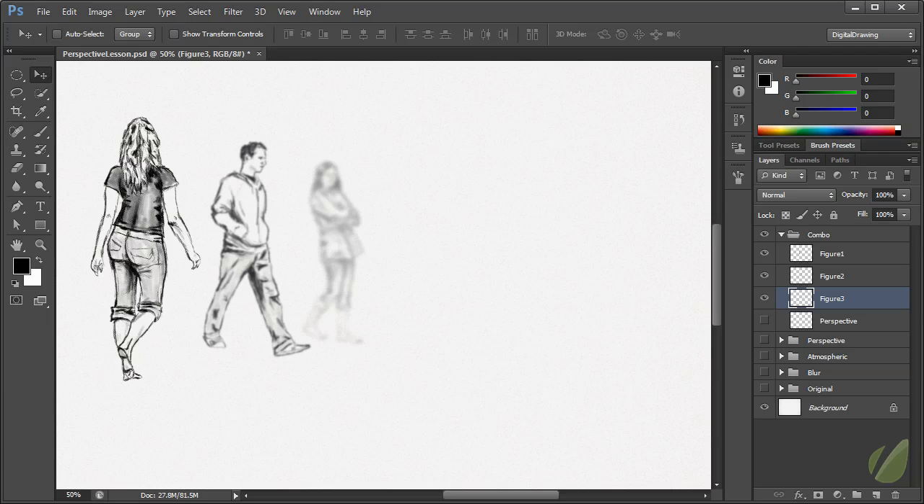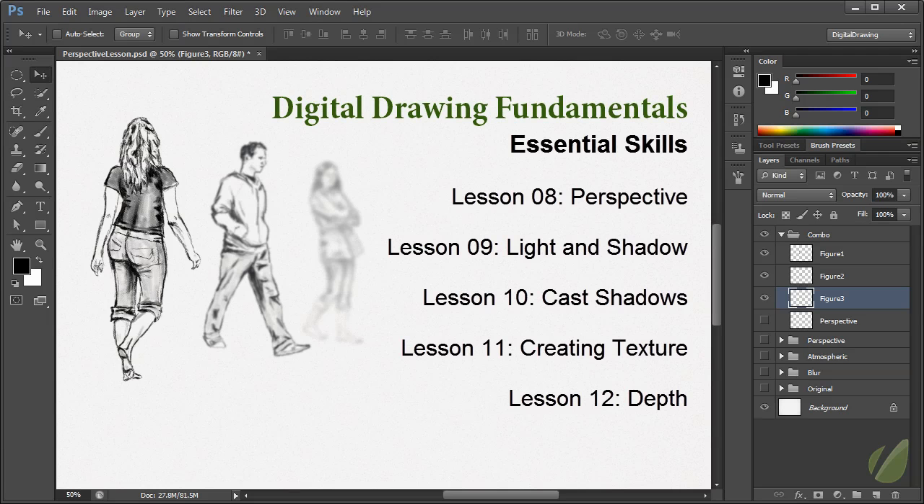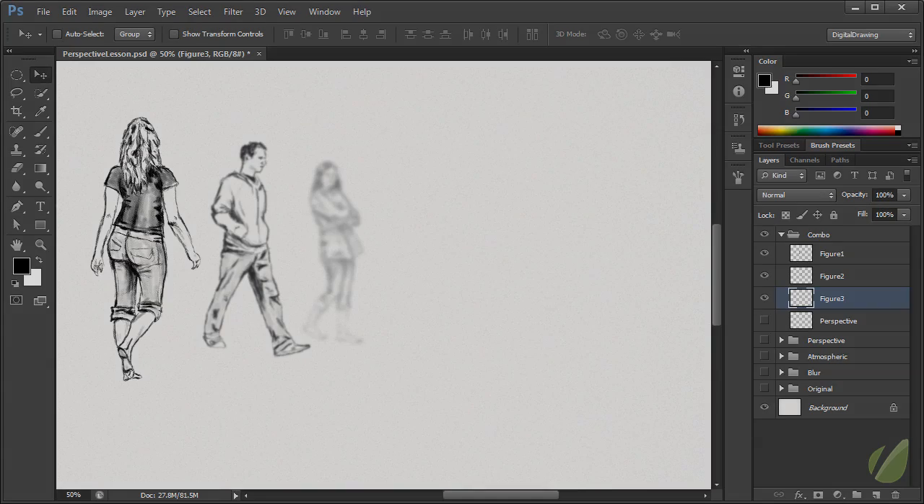In the section known as Essential Skills, that includes videos 8 through 12, where we go from dealing with perspective, how to use vanishing points and creating true perspective in your drawings. We'll talk about light and shadow, how to calculate cast shadows, how to create texture within your drawings, and then even how to establish depth by different visual techniques.